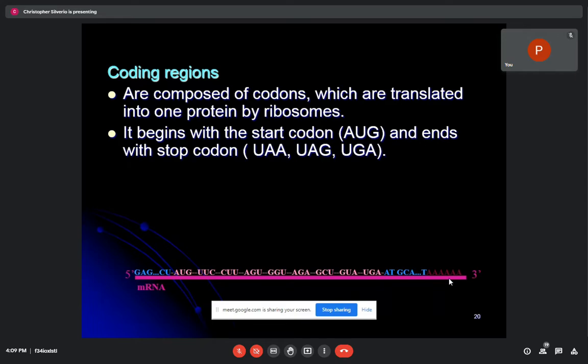When you look at the codon, the codon is made up of 3 nucleotides: adenine, uracil, and guanine. And do you know what is the anticodon of AUG? The opposite of the codon is the anticodon. And you know what is the anticodon of AUG?